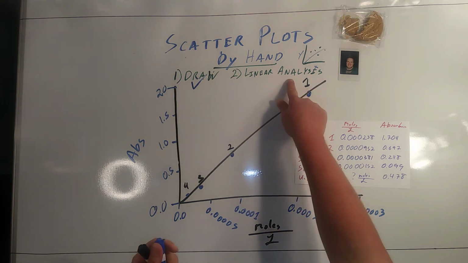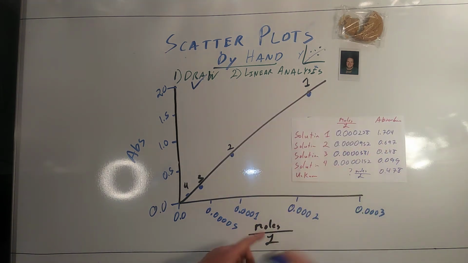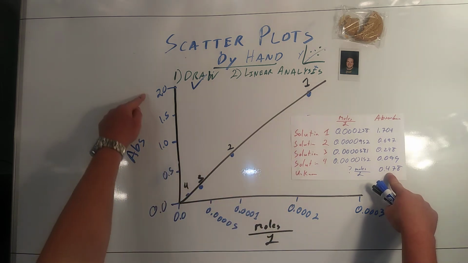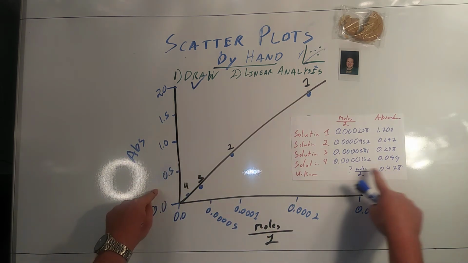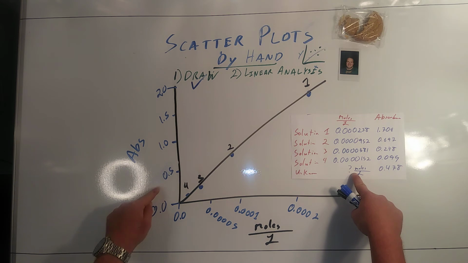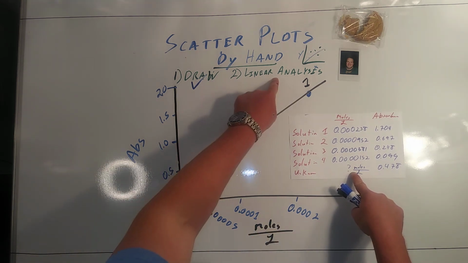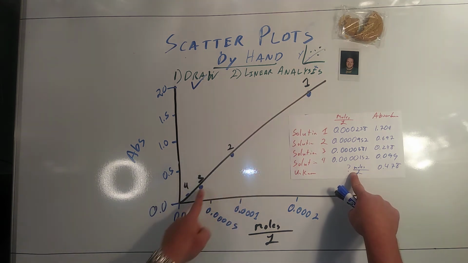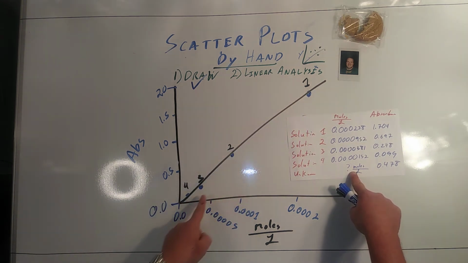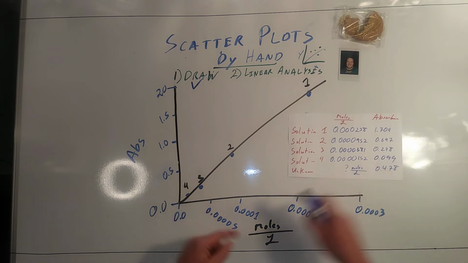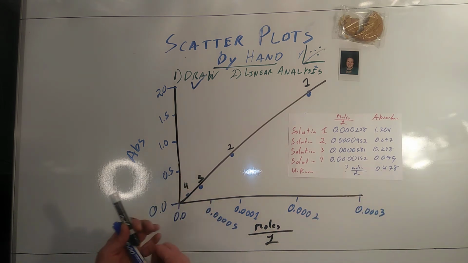The linear analysis. Our unknown had a measured absorbance of 0.478. That is a number on our y-axis. We want to know the molarity, which is on the x-axis. Because these things seem to connect with a straight line, we can do a linear analysis. 0.478 is just a smidgen under that.